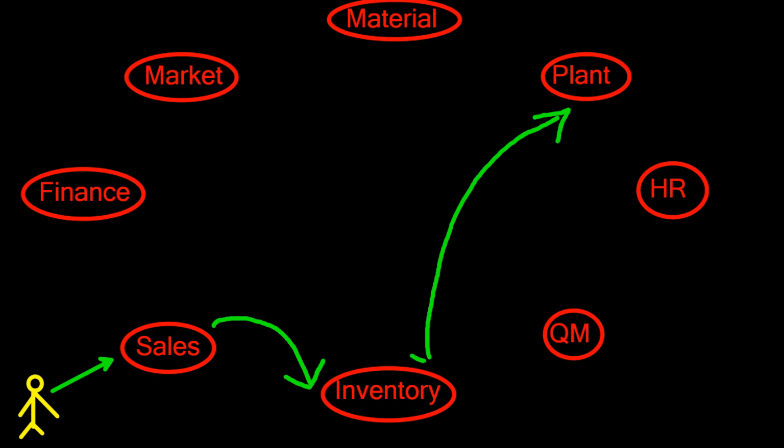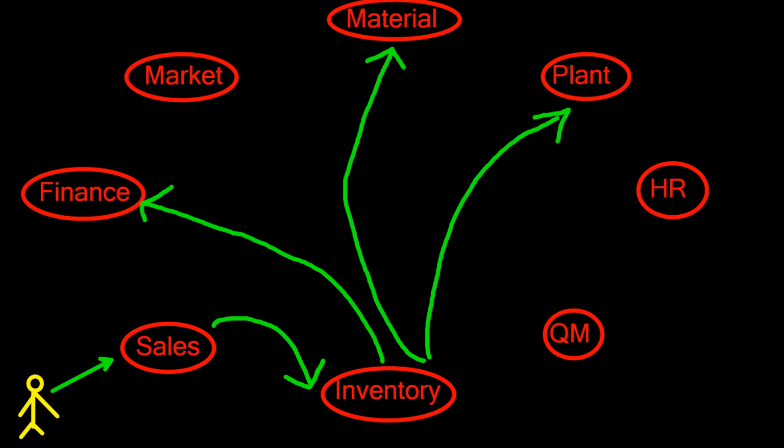So the inventory department approaches the material department. Why are you not supplying the raw material to the plant? The material department says, we don't have the funds to purchase the raw material from the vendor. So the inventory department approaches the finance department, because the funds are maintained by the finance department. The finance department says, we are not able to release the funds because HR is not giving permission to release them. So the inventory department approaches the HR department.